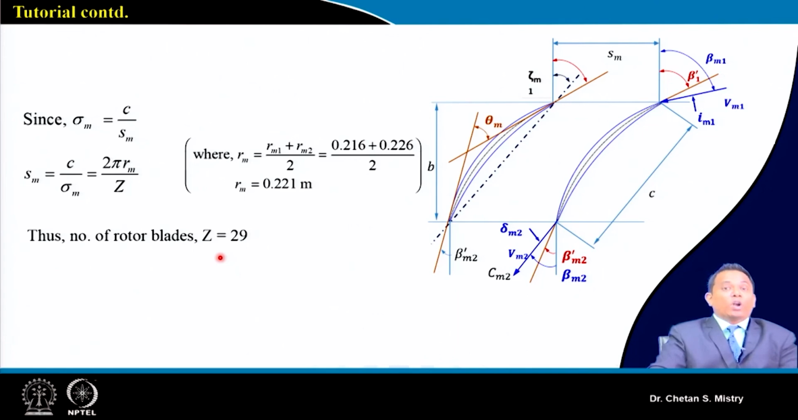Okay, so whatever diffusion factor you select, based on that you will calculate your solidity, and based on that you will come up with your number of blades. Now here it may be possible that your designer will put some constraint in the sense of the number of blades to be placed.